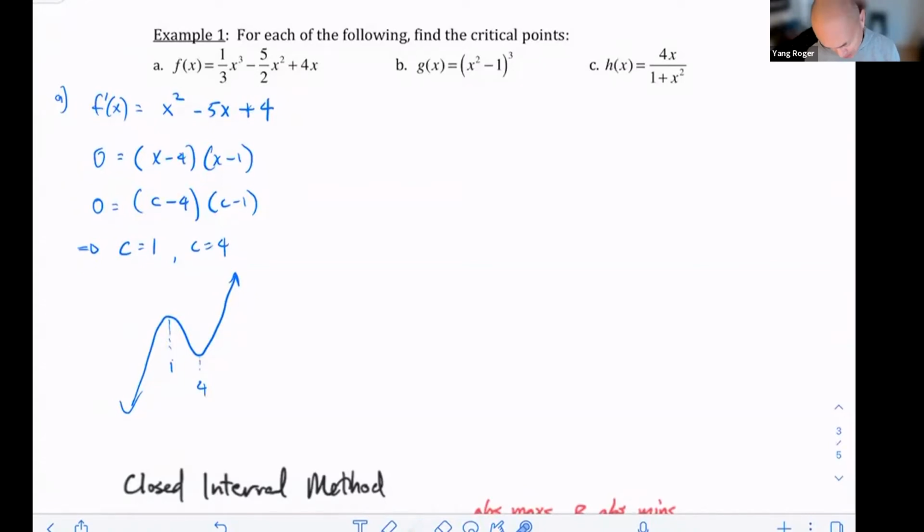Maybe you should try B, just try that real quick. So take the derivative and find the critical values. And then let me give you a couple minutes to do that. I'll set a timer on my clock. And then I'll check in with you.